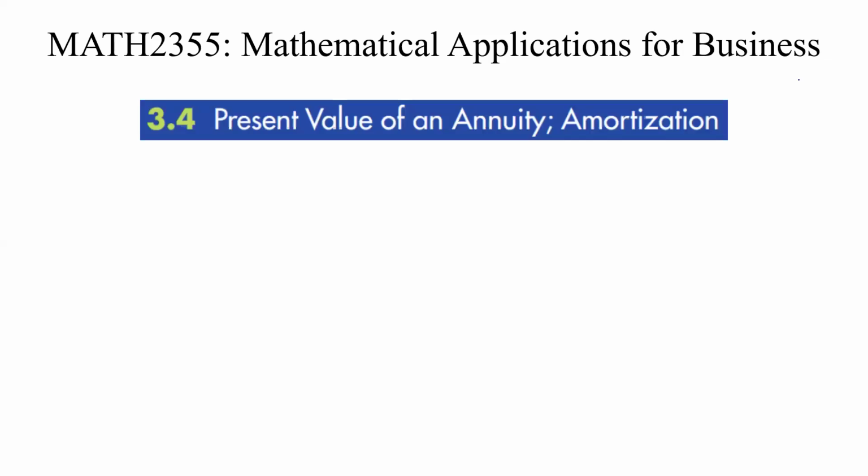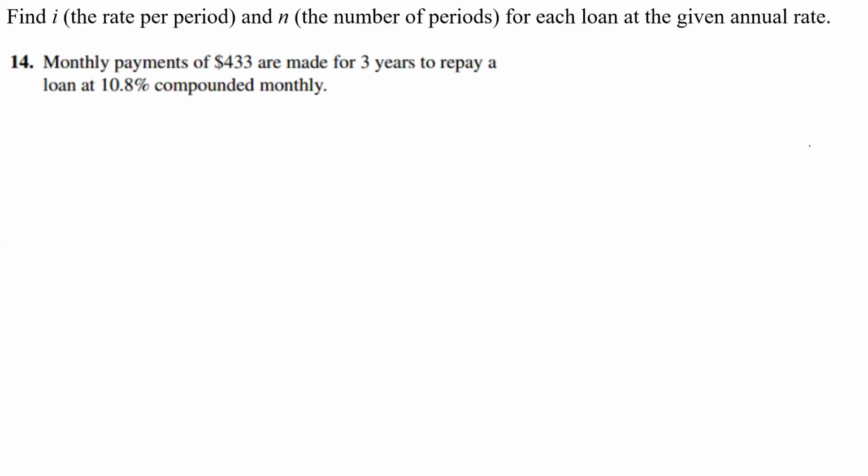All right, so we're on 3.4, present value of an annuity and amortization. So let's look at some exercises. We're supposed to find I, the rate per period, and N, the number of periods, for each loan at the given annual rate. So we have a monthly payment of $433, made for 3 years to repay a loan at 10.8% compounded monthly. All right, so what is I going to be?